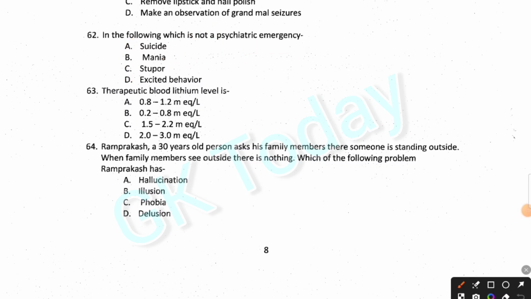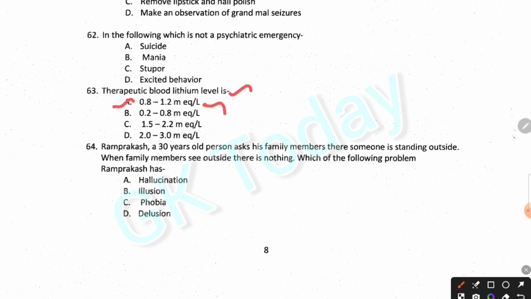Question number 63. Therapeutic blood lithium level is 0.8 to 1.2 mEq per liter. Correct answer is option A.